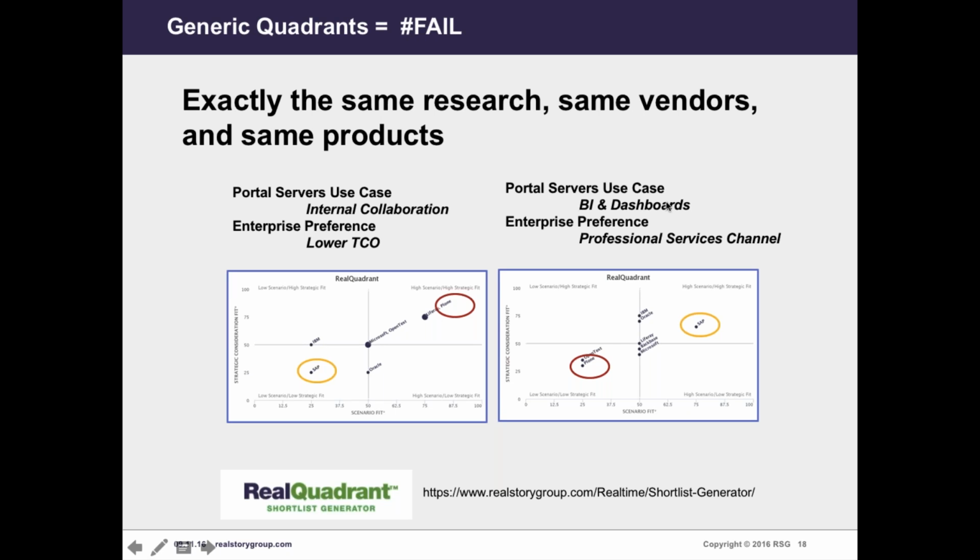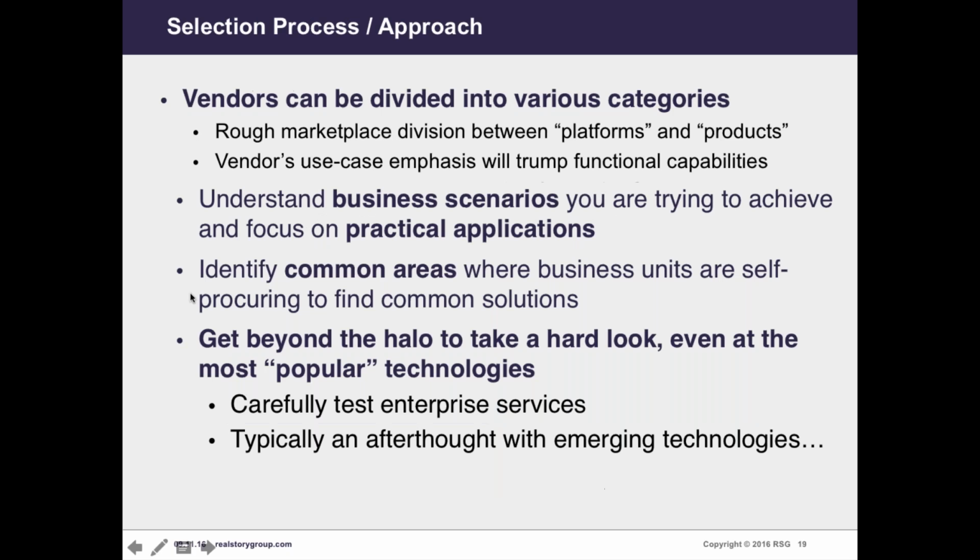And then the other one was, well, hey, I'm going to use my portals more for BI and dashboards, and my focus is on professional service channel because I need other people to implement this for me. And then you see that the two vendors basically got swapped out. So it's the same research, same vendor, same products. A generic quadrant isn't going to get you there, but a real quadrant that's based on your individual needs can get you there. And so this is something I would encourage you to log on to our site, go to the tools area, and even check it out yourself.